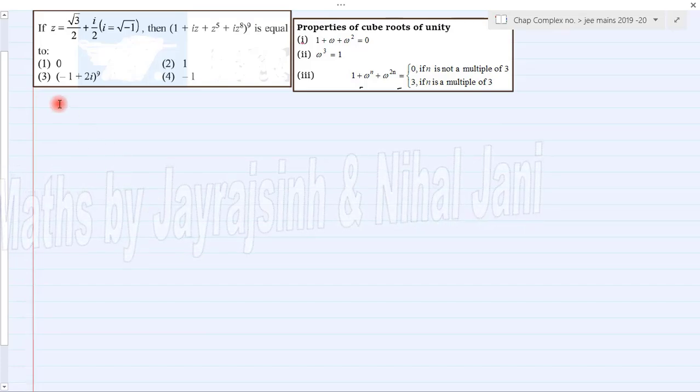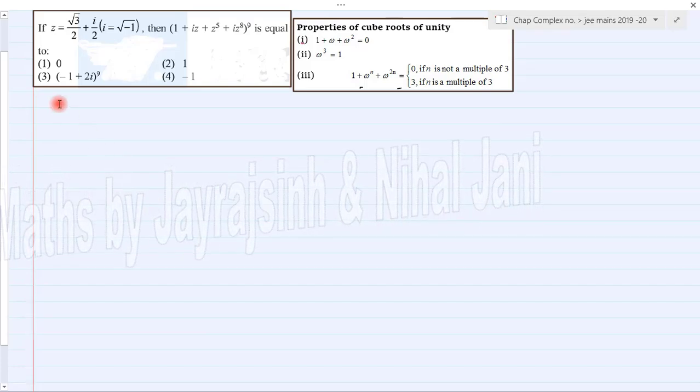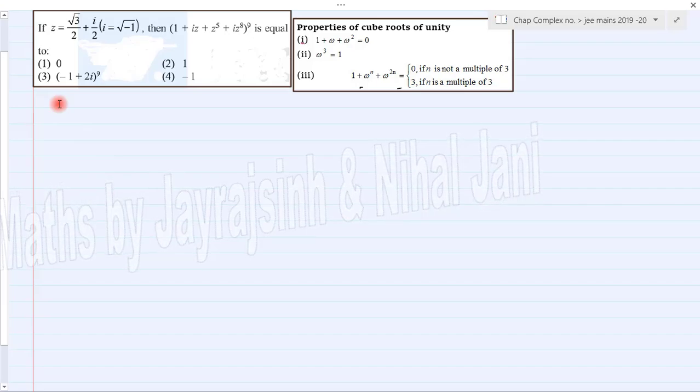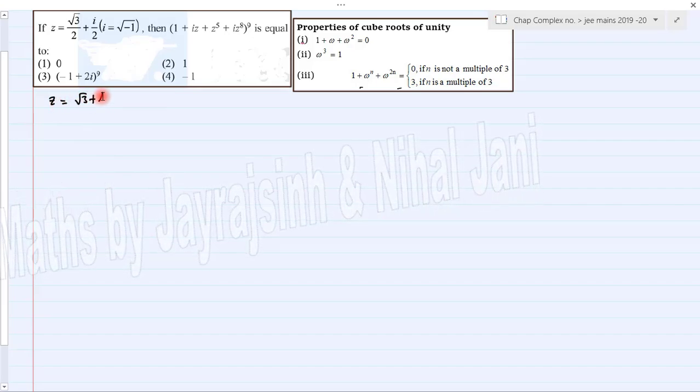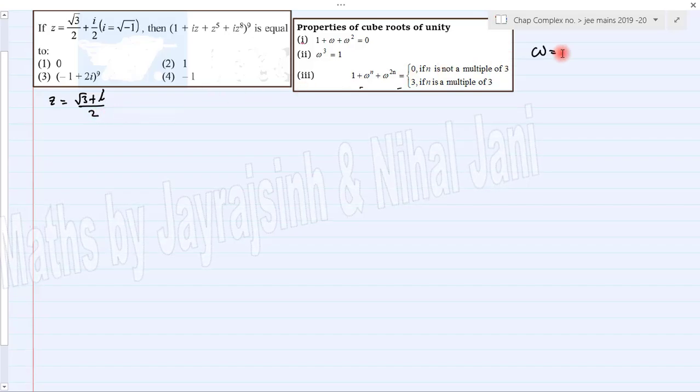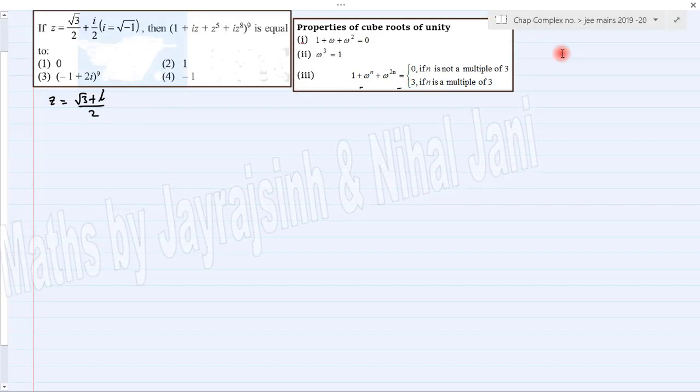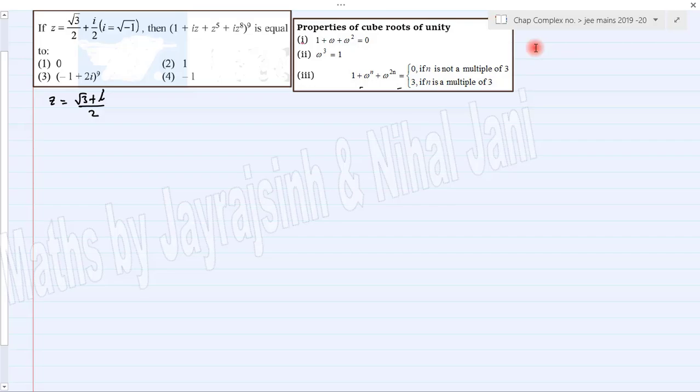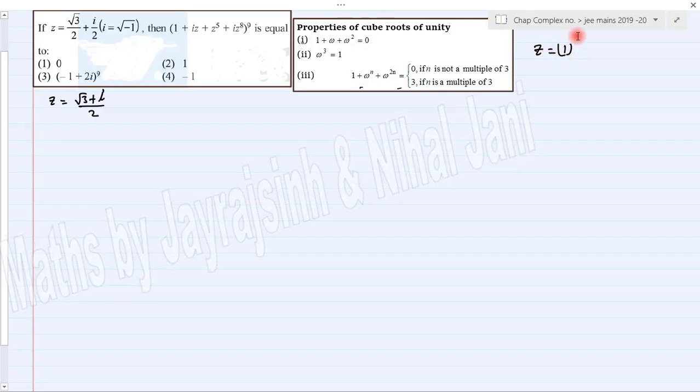In this question, we have z is equal to root 3 by 2 plus i by 2, or we can say root 3 plus i by 2. We learned a topic called cube root of unity, where z is equal to 1 raised to 1 by 3.